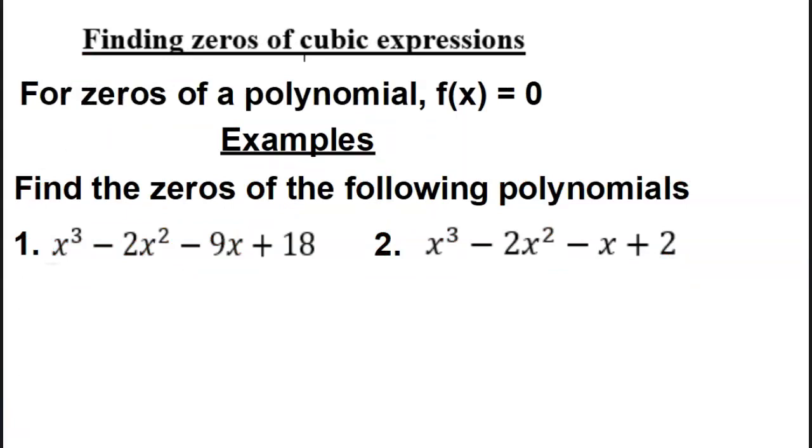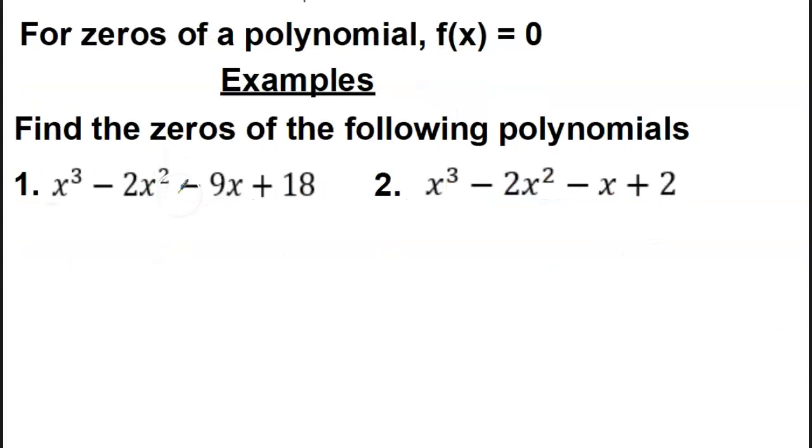So after knowing the factor theorem, we can apply it in this concept too. So zeros of a polynomial. To find the zeros of polynomial, you equate the polynomial to 0 and you solve it. And this time we have cubic. To solve this one, we first have to factorize. Example, find the zeros of the following polynomial. We first equate the polynomial to 0. So example 1, x cubed minus 2x squared minus 9x plus 18 is equal to 0.